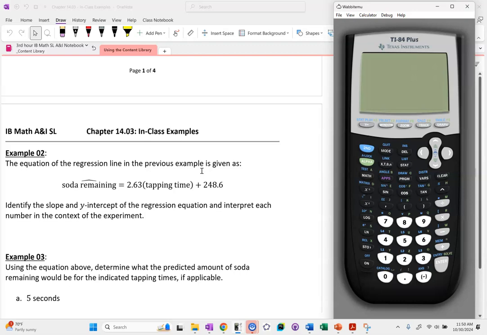So for each additional second spent tapping on the can, there is an increase of 2.63 milliliters of soda remaining. So a change in x of 1 results in a change in y of the slope, m, is the way we would say it.